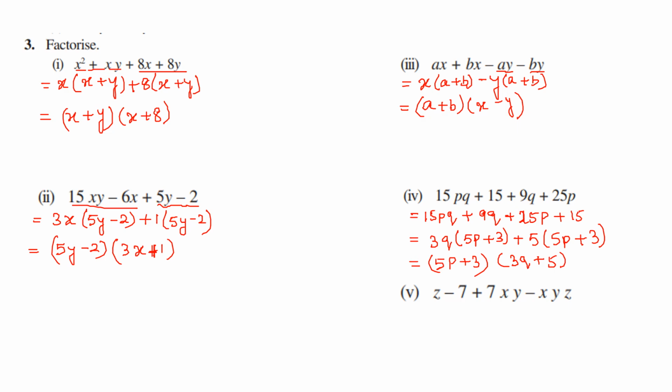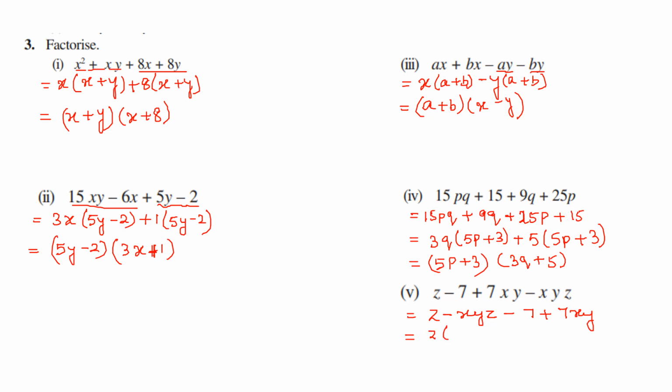Next, this is the last question: z minus 7 plus 7xy minus xyz. So here also I am going to do a little bit of rearrangement. So I am writing z minus xyz minus 7 plus 7xy. Now see, there is more than one way of regrouping and you will get the same answer. So it's up to you. This is one of the methods.